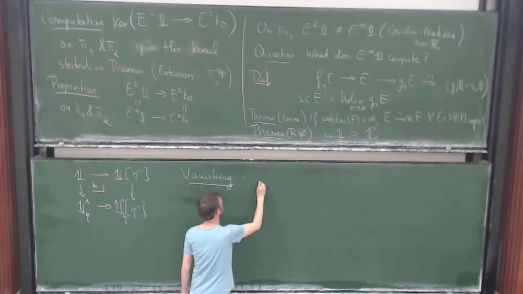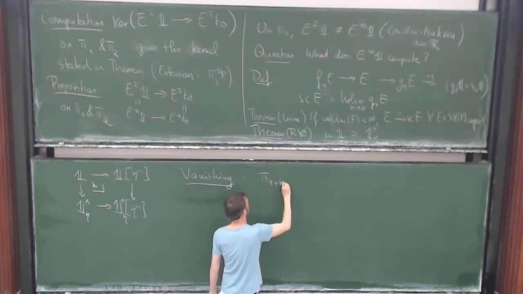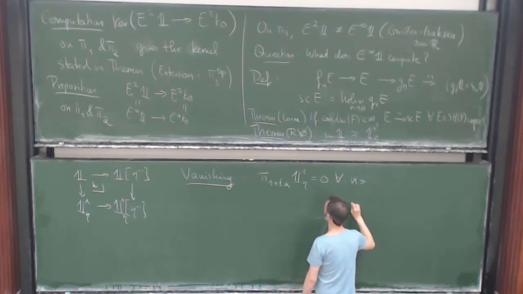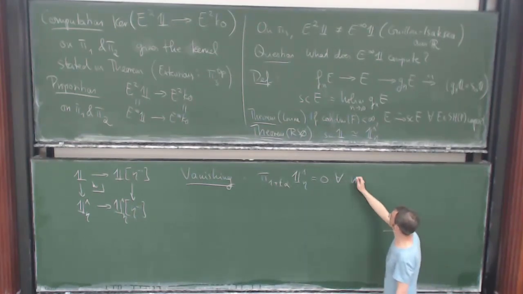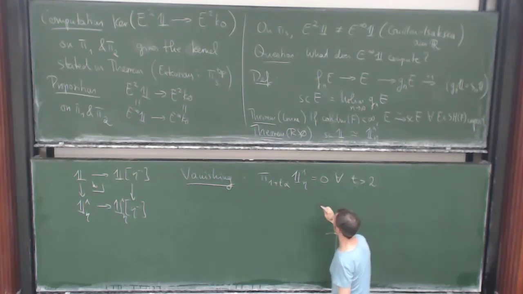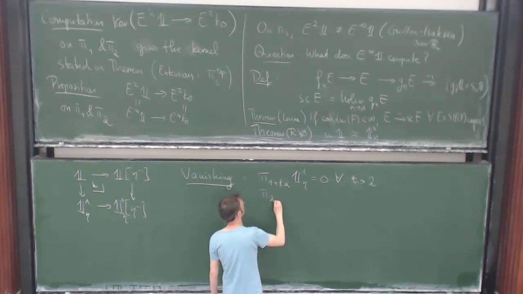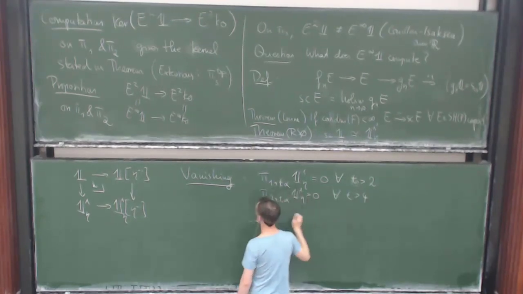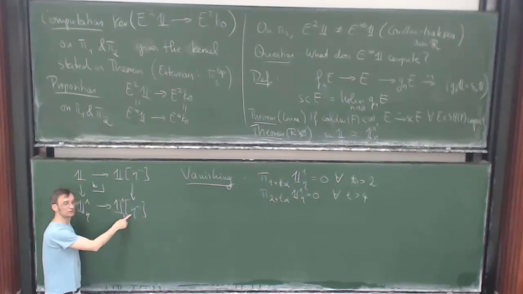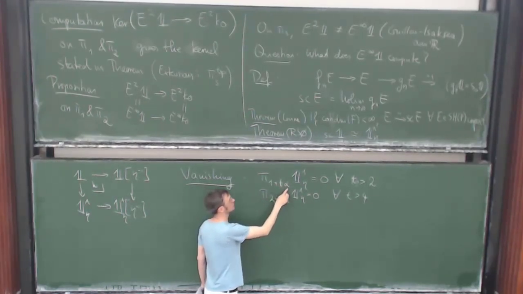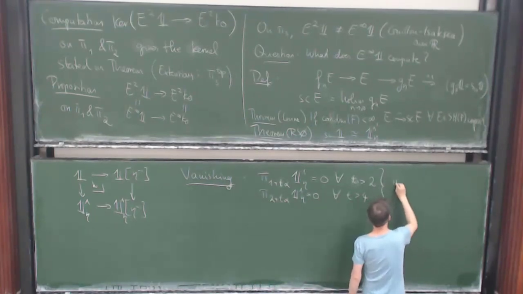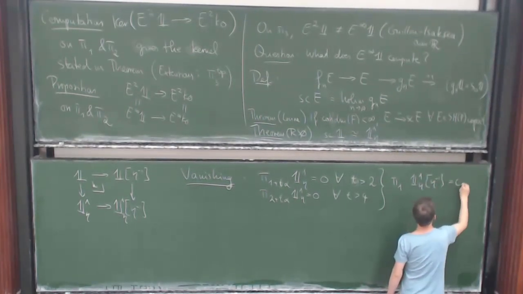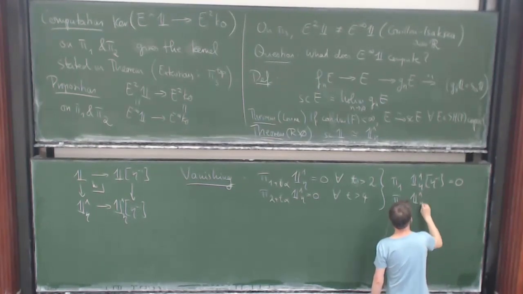And the first vanishing statement comes from the computation of the E infinity page of the slice spectral sequence. So if t is bigger than 2, then this zero vanishes, and for pi 2, this is for t bigger than 4. So if we invert eta, this means that we can ignore this parameter here. So from this, we get that pi 1 plus t alpha, for any t, of this sphere is 0.